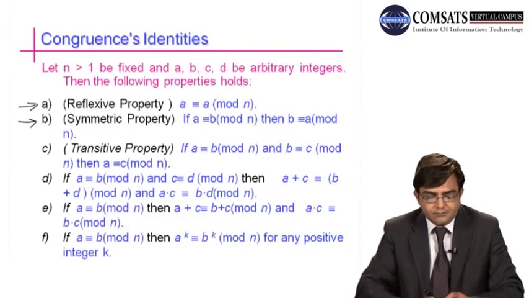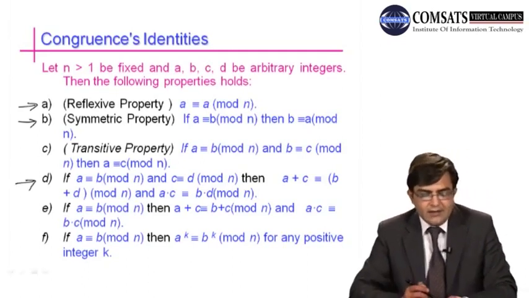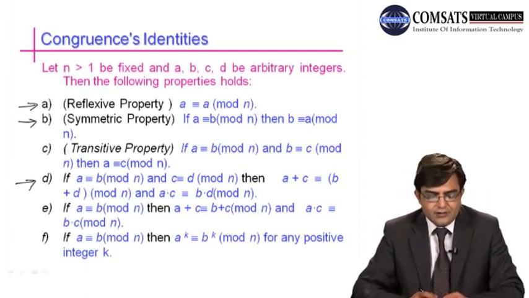The next property, d, is basically: if a is congruent to b mod n and c is congruent to d mod n.